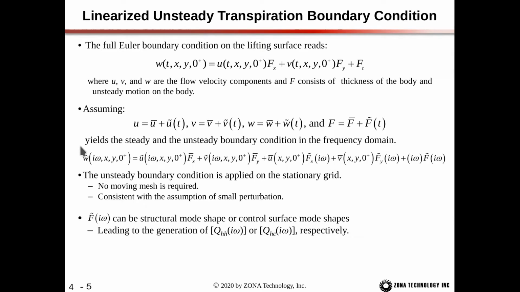Now the unsteady boundary condition is applied on the stationary grid. So by doing that, no moving mesh is required, and this is consistent with the assumption of small perturbation. However, we saw earlier in previous sections that even amplitudes up to 15 degrees can be reasonably approximated by this small perturbation assumption. Now F tilde of i omega can be structural mode shapes or control surface mode shapes, which leads to the generation of QHH and QHC.